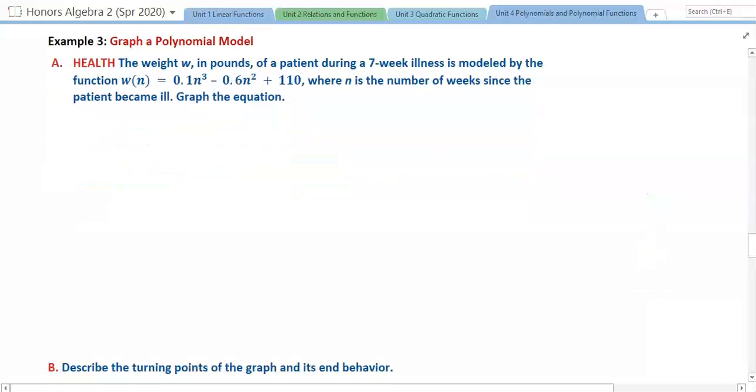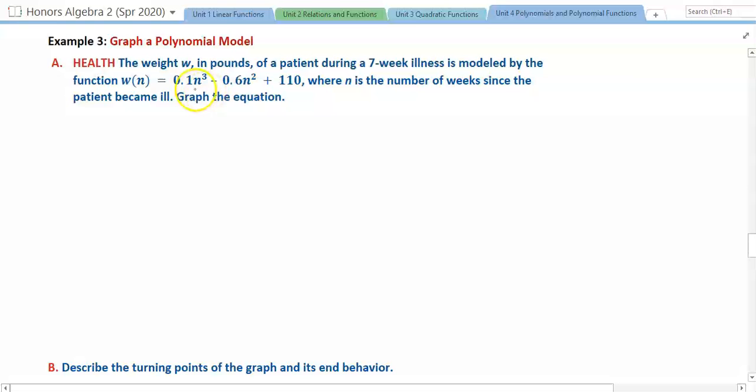And so the last thing we're going to look at is being able to graph polynomial models. We're going to spend a moment here on a couple of steps of this, but the weight in pounds W of a patient during a 7-week illness is modeled by the function here, 0.1n to the third minus 0.6n squared plus 110, where n is the number of weeks since the patient became ill. And so they ask us to graph this function.